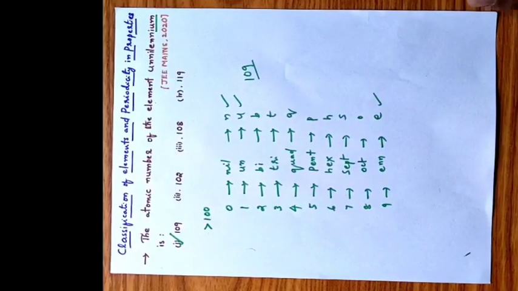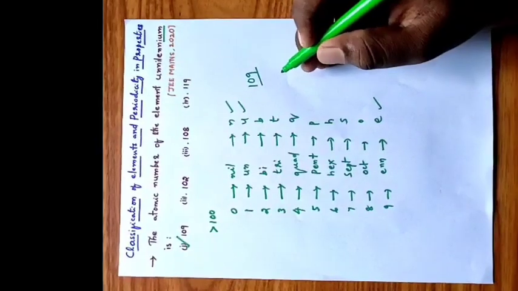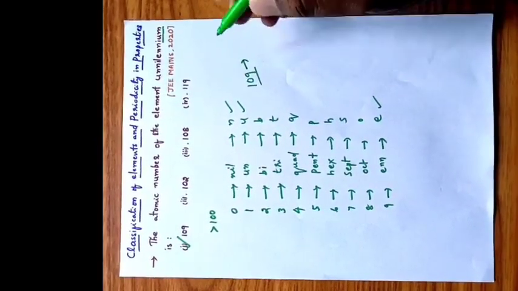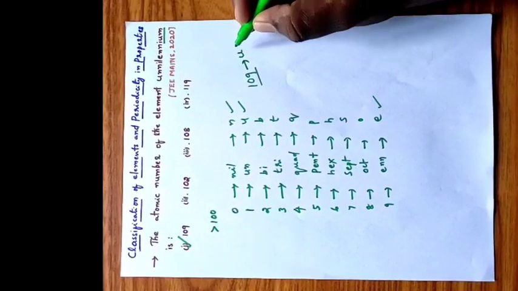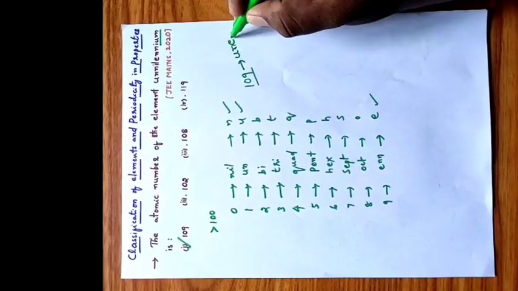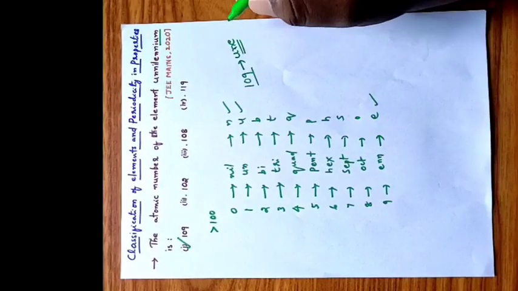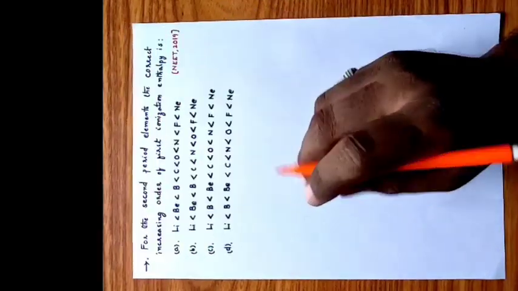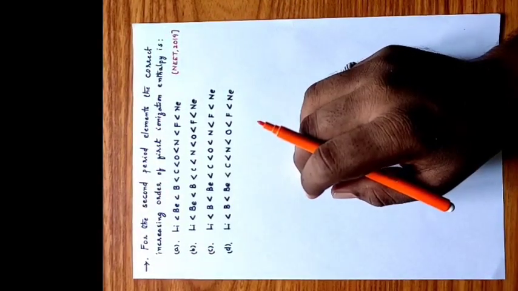This is the correct answer. Sometimes they can give some symbols and ask you what that element is. So for this 109, the symbol will be U, N and E. This is the symbol for the atomic number 109th element. Let us discuss one more question. This was the question they have given in NEET 2019.